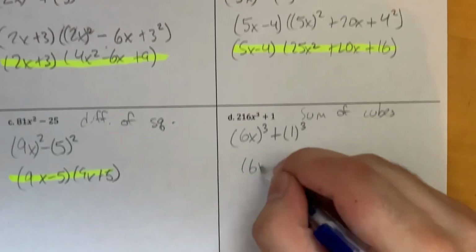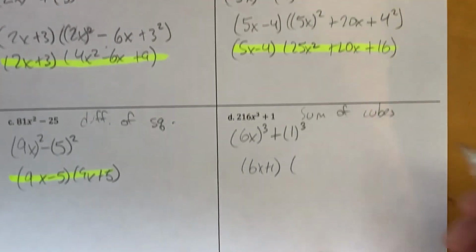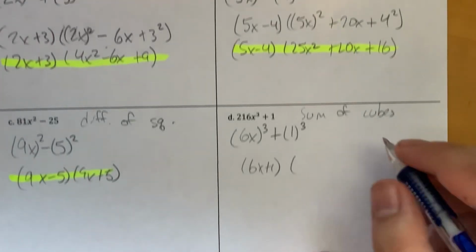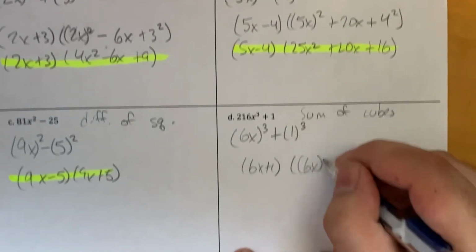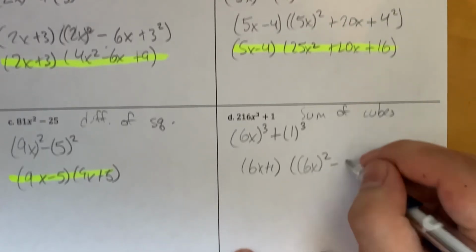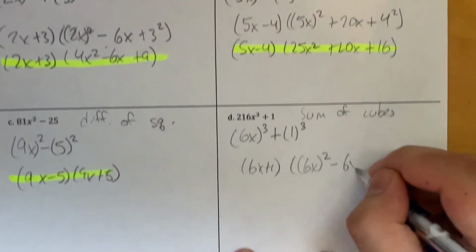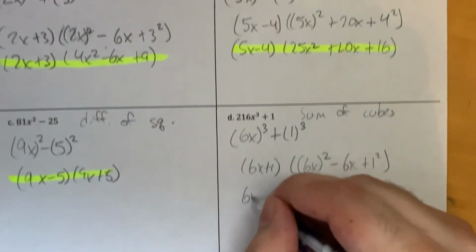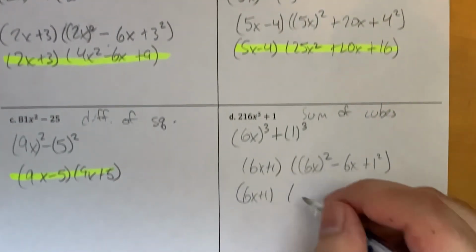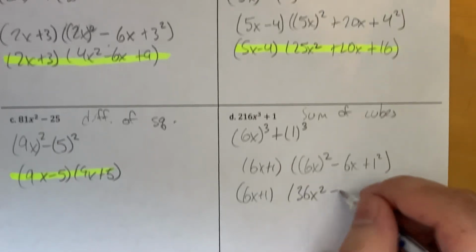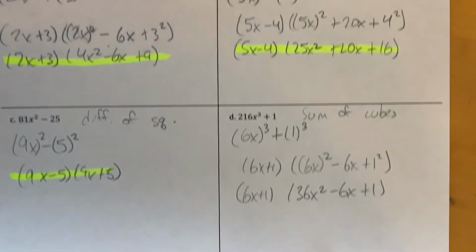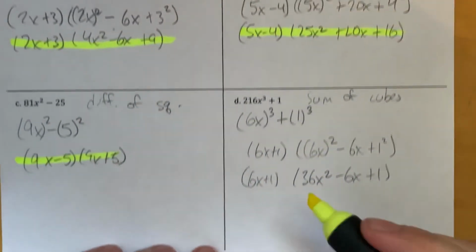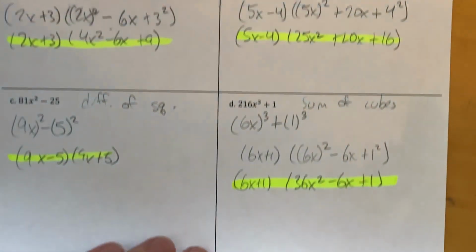So for the first factor, I got 6x plus 1. Then when we put them in the formula for sum of cubes, I got 6x squared minus 6x plus 1 squared. All right, so then my final answer is going to be 36x squared minus 6x plus 1. Now, time to highlight my answer. And there we go.